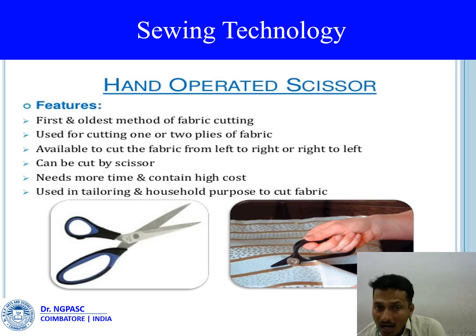It is possible to cut the fabric from left to right or right to left. It is cut by shears and needs more time and has a high cost, because we are going to stitch only 2 or 3 layers of fabric. So the time consumption is more, and it is not suitable for large scale industry. It is also used in tailoring and for household purposes to cut fabric, mostly by household women and tailoring shops. Still, they are using hand operated scissors.